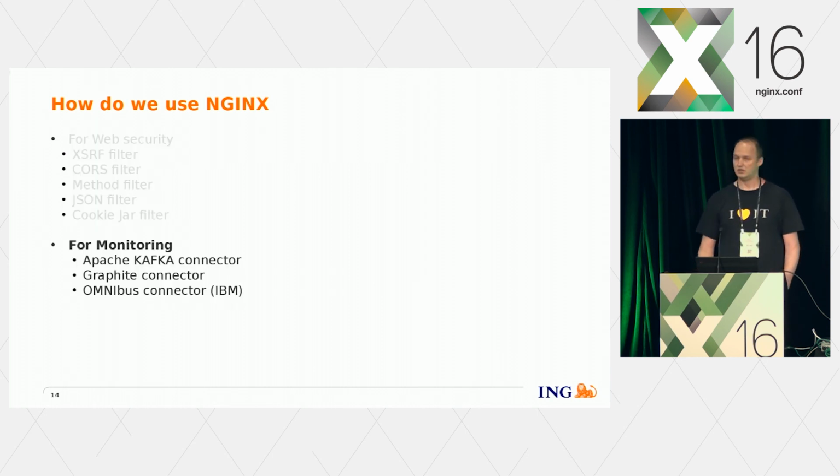For that, since all the traffic is passing through nginx, we need proper monitoring in place as well. So we added a connector to log all the events in Kafka. We added a connector to add all the aggregated data in Graphite, so we can make dashboards for it. And we also created an omnibus connector, so we can connect to their master control room, which is available 24/7, so they get notified if stuff is going wrong as well.